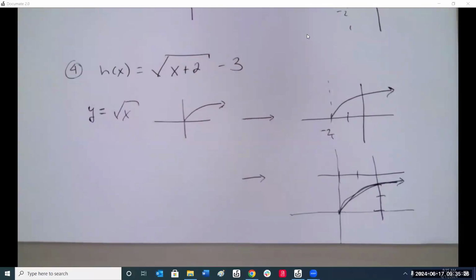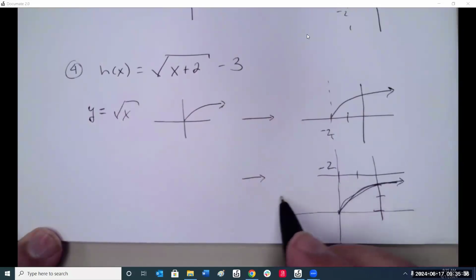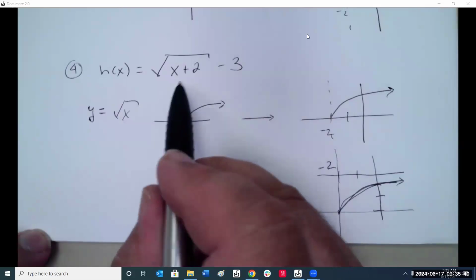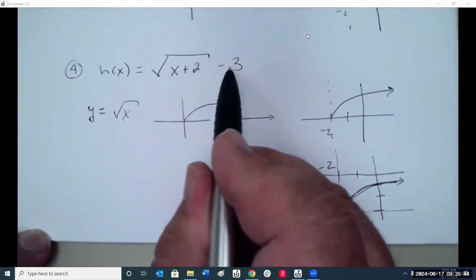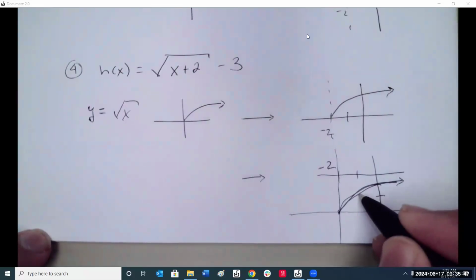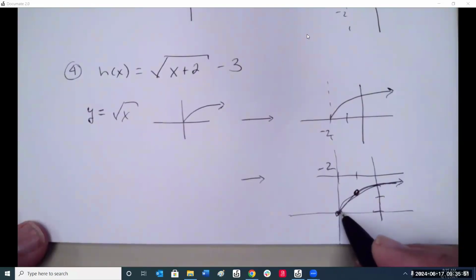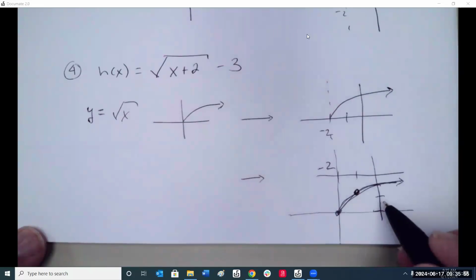Of course, what you have to do is you have to plot some numbers in there to get actual points when you do it for homework. But you know your numbers cannot be less than negative 2. So you put negative 1 inside there. Negative 1 plus 2 is 1. Square root of 1 is 1. 1 minus 3 is negative 2. So you have that point. When x is 0, it's square root of 2 minus 3.